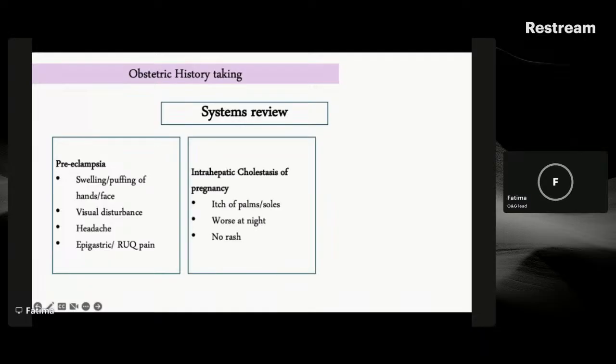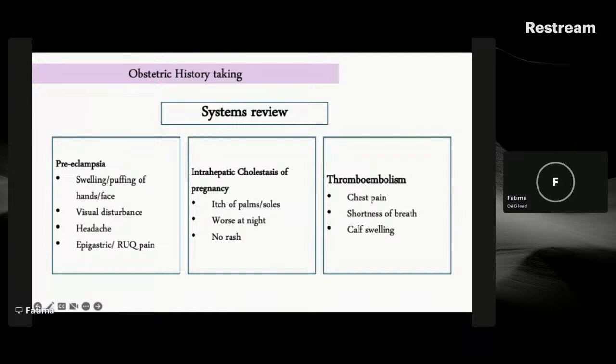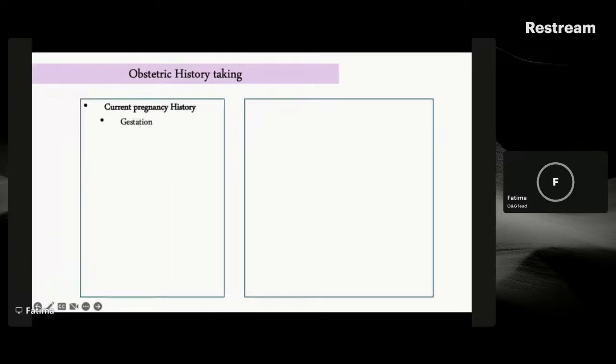In intrahepatic cholestasis of pregnancy, it's if they've got itchy palms and soles, if they've got scratch marks, if it's worse at night, and if there is no rash. And for thromboembolism, you're thinking chest pain, shortness of breath, and calf swelling. These are conditions that are quite common to come up, especially when it's an obstetric history.